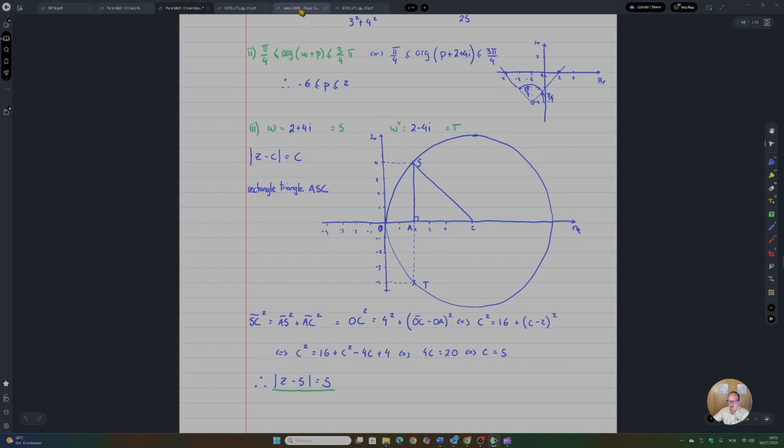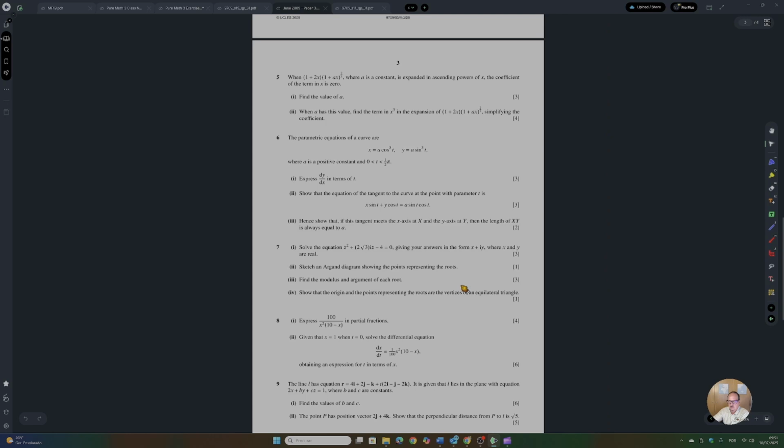Next question, June 2009, paper 3. And the question is question 7. Solve the equation z squared plus 2 square root of 3 i z minus 4 equals 0, giving your answers in the form x plus iy, where x and y are real. Okay, let's do that first.